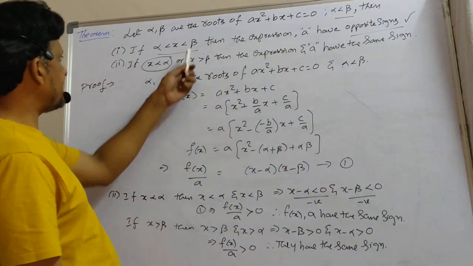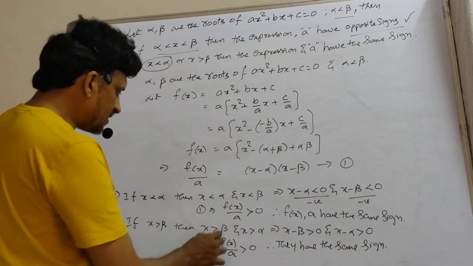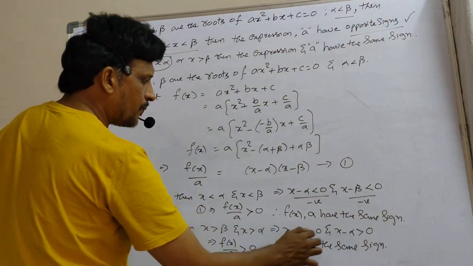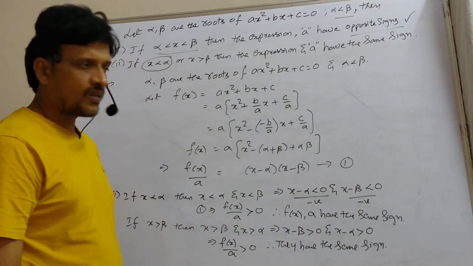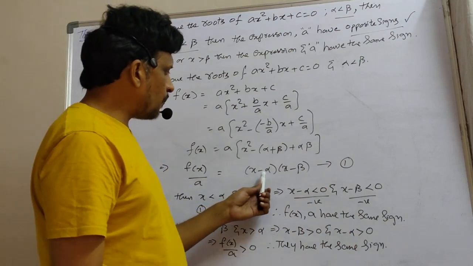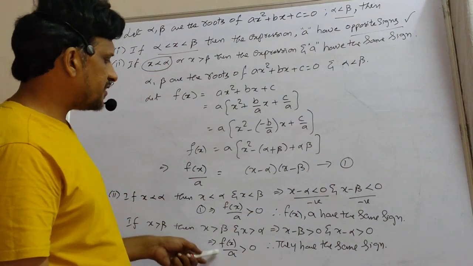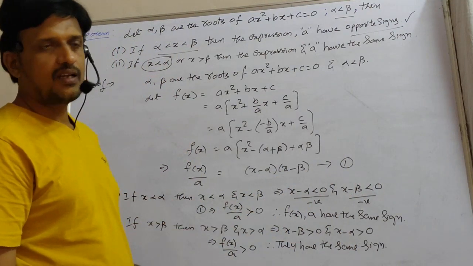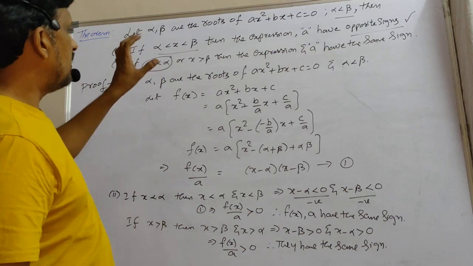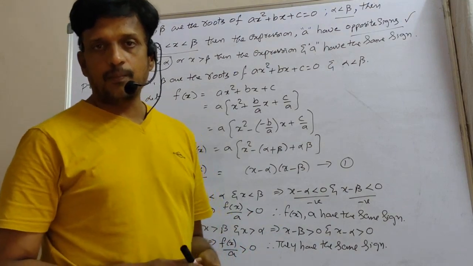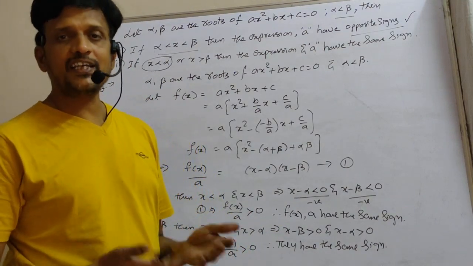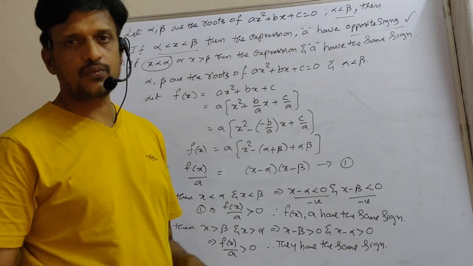And in the third case, when x is greater than beta, x minus beta and x minus alpha are both greater than 0, which means positive. So now you are getting the product of two positive numbers, which is also positive. That is why, again, f of x by a is positive, which means they have the same sign. So this is a very important theorem. By using this one, you can say when the expression is positive and when it is negative.